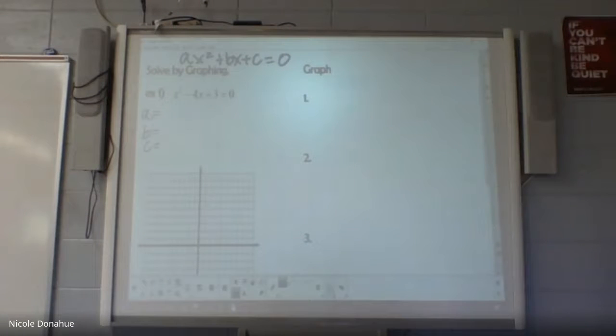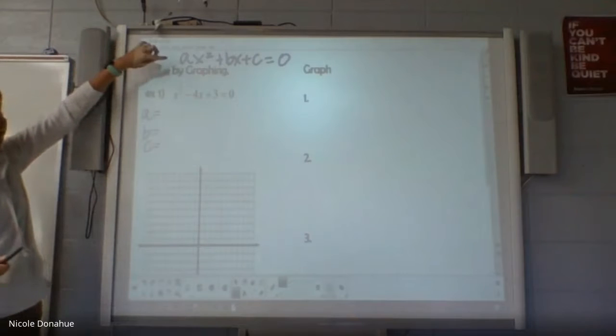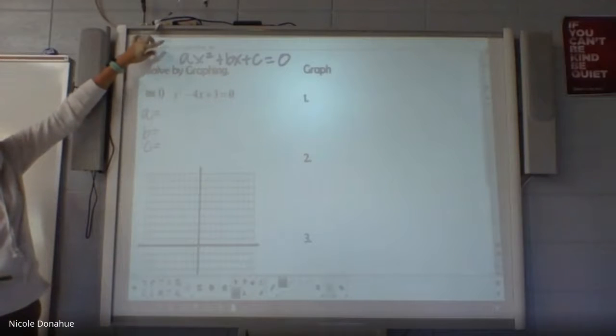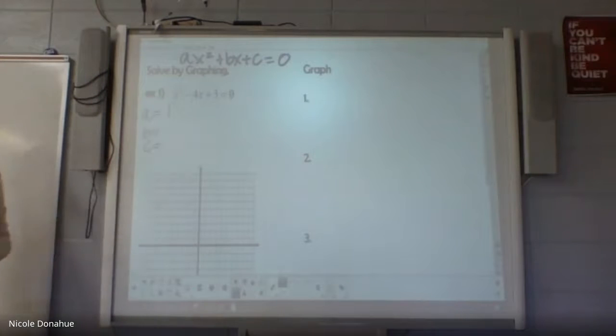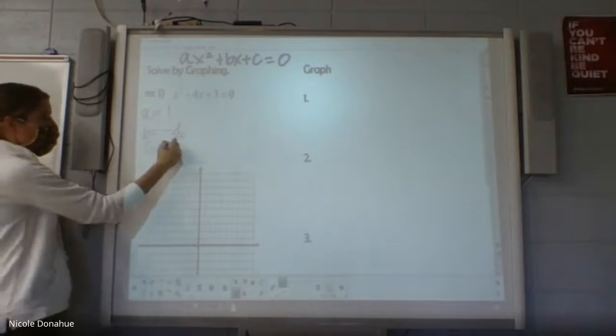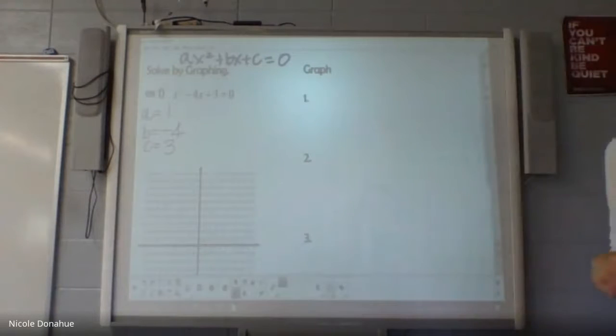Where are A, B, and C? We don't know that quite yet, but it's based off of this equation. The A is what's in front of x squared. So what would A be in this case? 1. How about the B? Negative 4. And then C? 3. Okay.